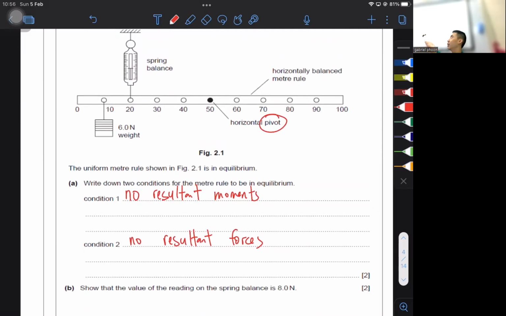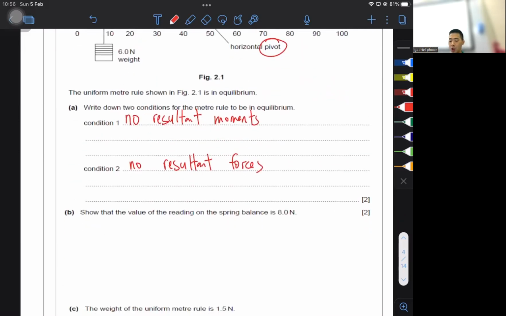The word pivot literally cannot mean anything else. The pivoting point should be a representation that is going to be testing your understanding of moments already. From there, you know that this question is roughly about moments. Okay, what should I do? Show that the reading of the spring balance is 8 newtons, right?